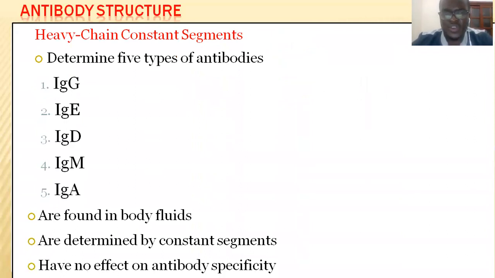So you have different types of antibodies depending on the structure of the heavy chain. So you have the heavy chain constant segment. The constant segment is the one that is going to determine the 5 types of antibodies. So you have IgG, IgE, IgD, IgM, and IgA.